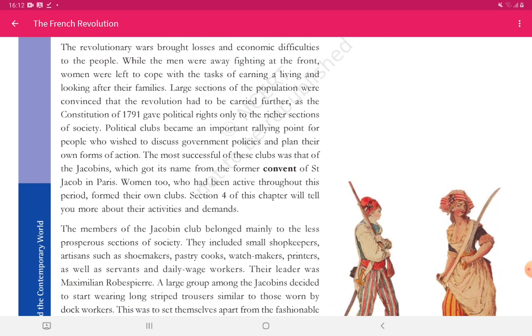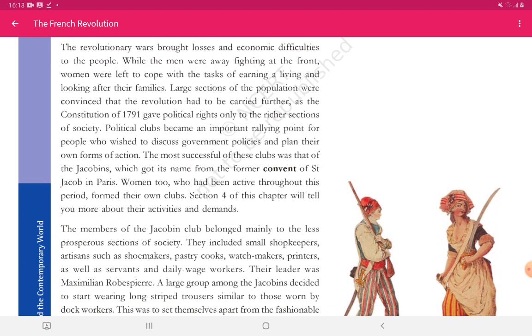The Revolutionary Wars brought losses and economic difficulties to the people. Now this is another important question. You need to justify it, or the question can come as how the Jacobin Club formation took place in France. While the men were away fighting at the front, the women were left to cope with the task of earning a living and looking after their families.